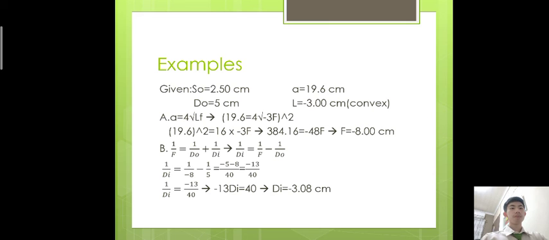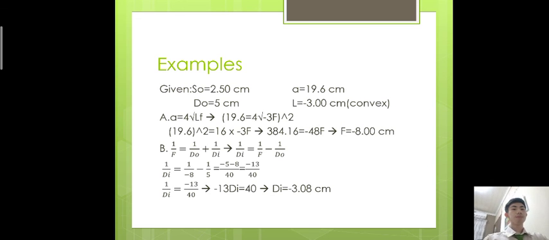B, to find the distance of the image, we use the equation 1 per F is equal to 1 per Do plus 1 per Di. We transpose the 1 per Do to the left side so that we can find the distance of the image. 1 per Di is equal to 1 per F minus 1 per Do. Substitute the numbers. 1 per Di is equal to 1 per negative 8 minus 1 per 5. Then we multiply the denominators to get the common factor.